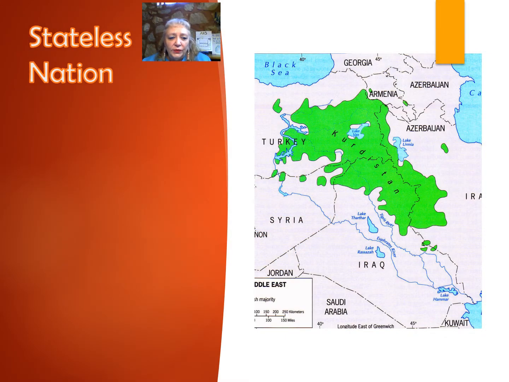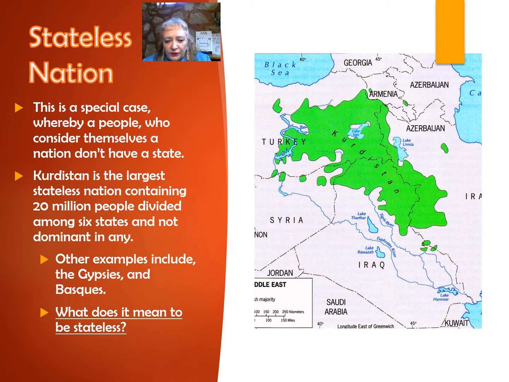We've come across this term stateless nation before, and so you should be familiar with this already. This is a special case where a nation of people are living in a variety of states. If you look at the map right in front of you, it's called Kurdistan. There's no country named Kurdistan, but the Kurds live in Turkey, they live in Armenia, Azerbaijan, Iraq, Syria. They're spread out over that whole area, but they don't have their own state. And today we still have problems with this. It's the largest stateless nation. It has 20 million people, and they're divided up among all these 6 states. Another good example would be the Gypsies, and another one would be the Basque.